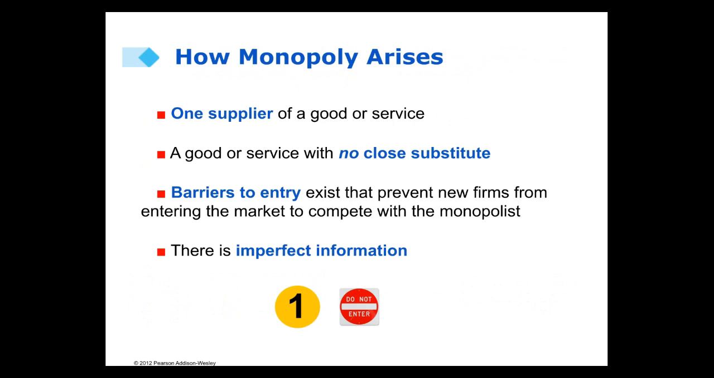A monopoly is a situation where a market has only one supplier of a good or service. In this case, the good or service has no close substitutes. And this is very important. There are barriers to entry that prevent new firms from entering a market and competing with a monopolist. And information may be asymmetric or imperfect.